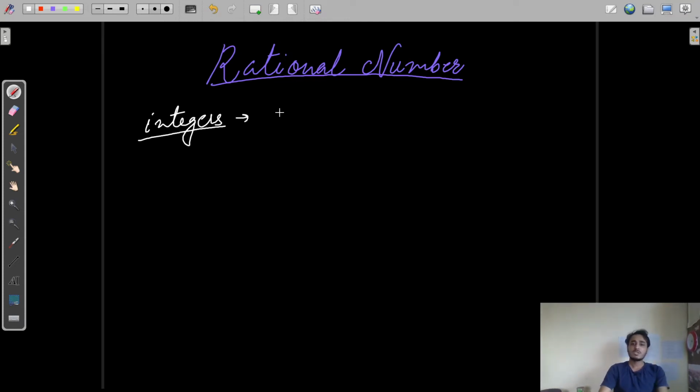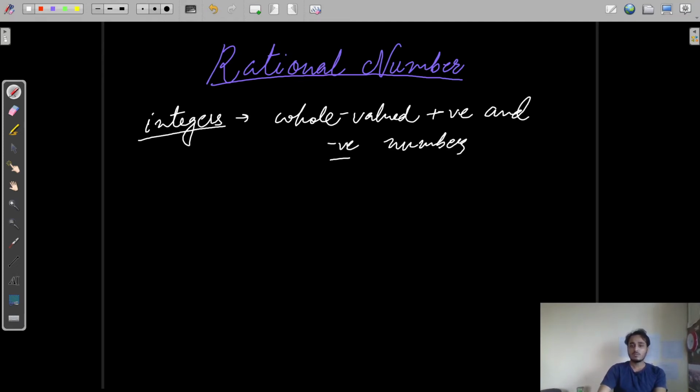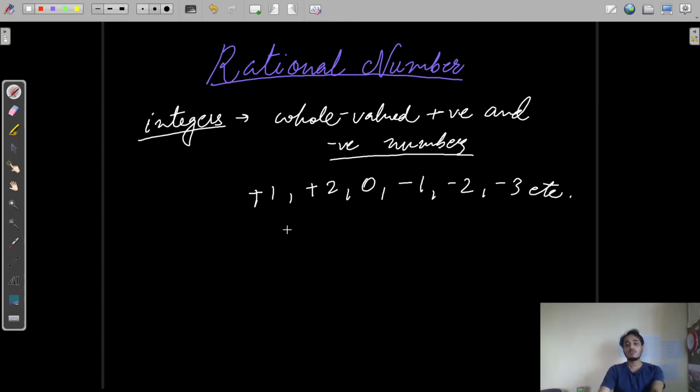Integers are basically whole valued, positive and negative numbers. Both positive and negative numbers which have complete value. By complete value, we mean that the numbers are complete in themselves. For example, +1, +2, 0, similarly -1, -2, -3, etc. These are all examples of integers.